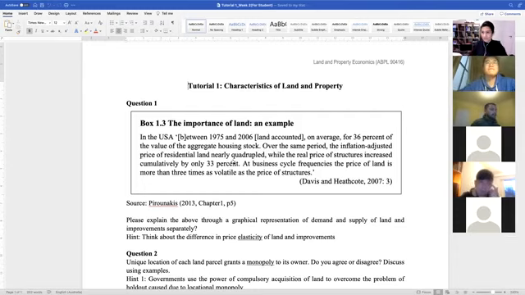I have a quick question about this one. So it says on average, land accounted for 36% of the value of aggregate housing stock. So does that mean that for your average house, 36% of the value of it is in the land? It will obviously be different for, say, houses as compared to units. But this is average, I believe, for all housing stock, including houses and units. Yeah, thank you.